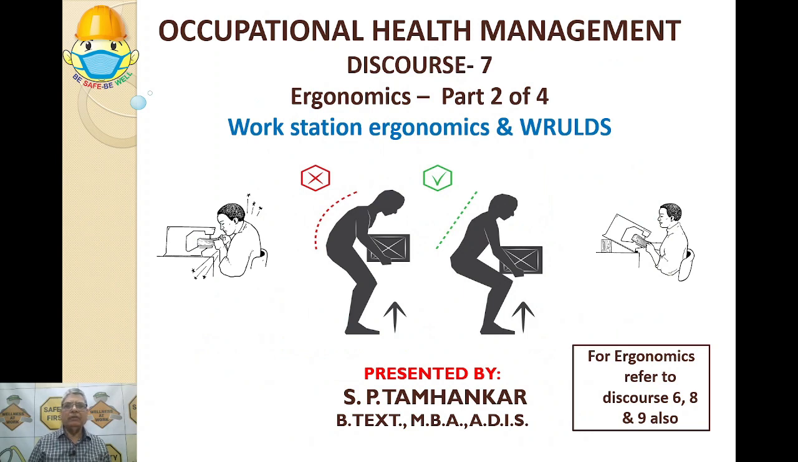So we are continuing with the series Occupational Health Management. We will have discourse 7, which is part 2 of the total 4 parts about the ergonomics. Today we will discuss workstation ergonomics and WRULDs, that is work related upper limb disorders.